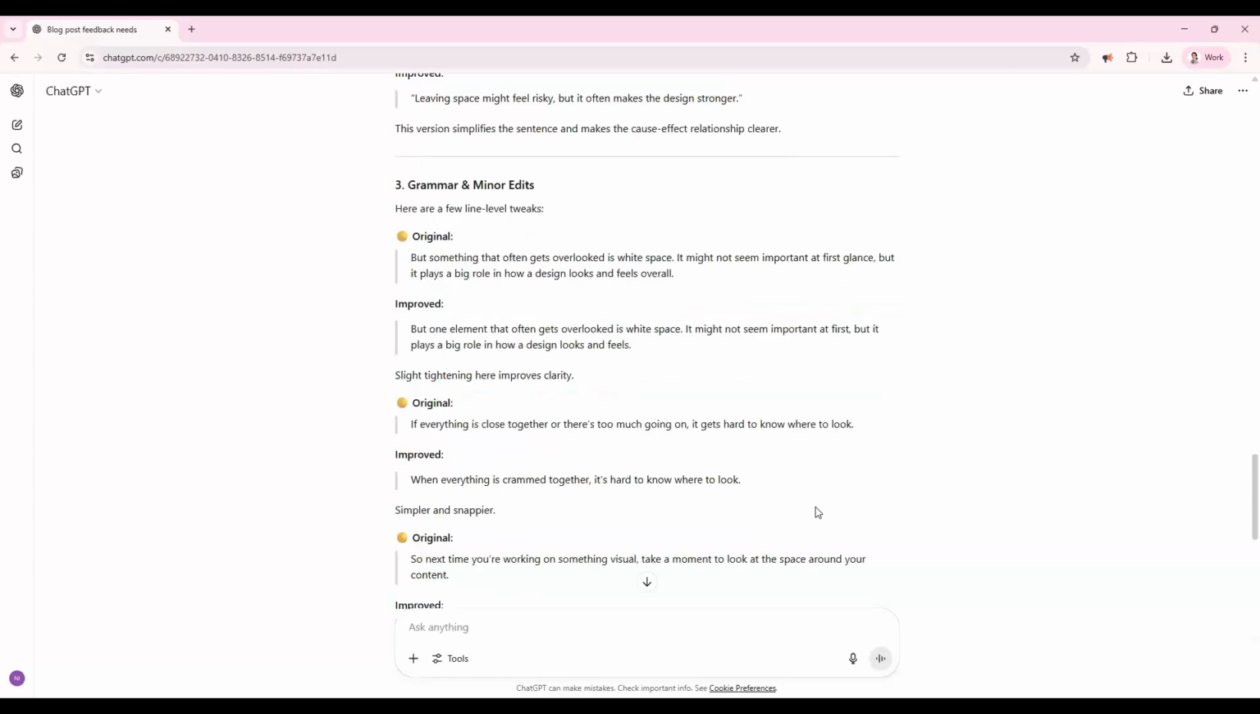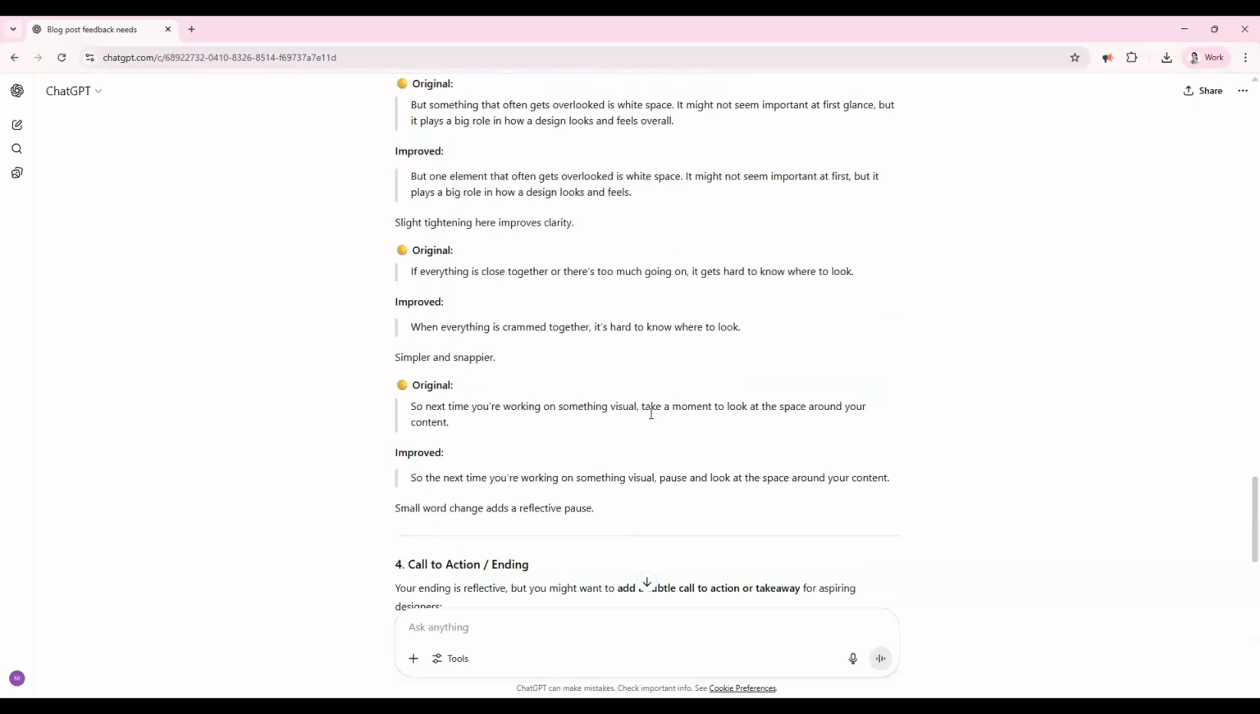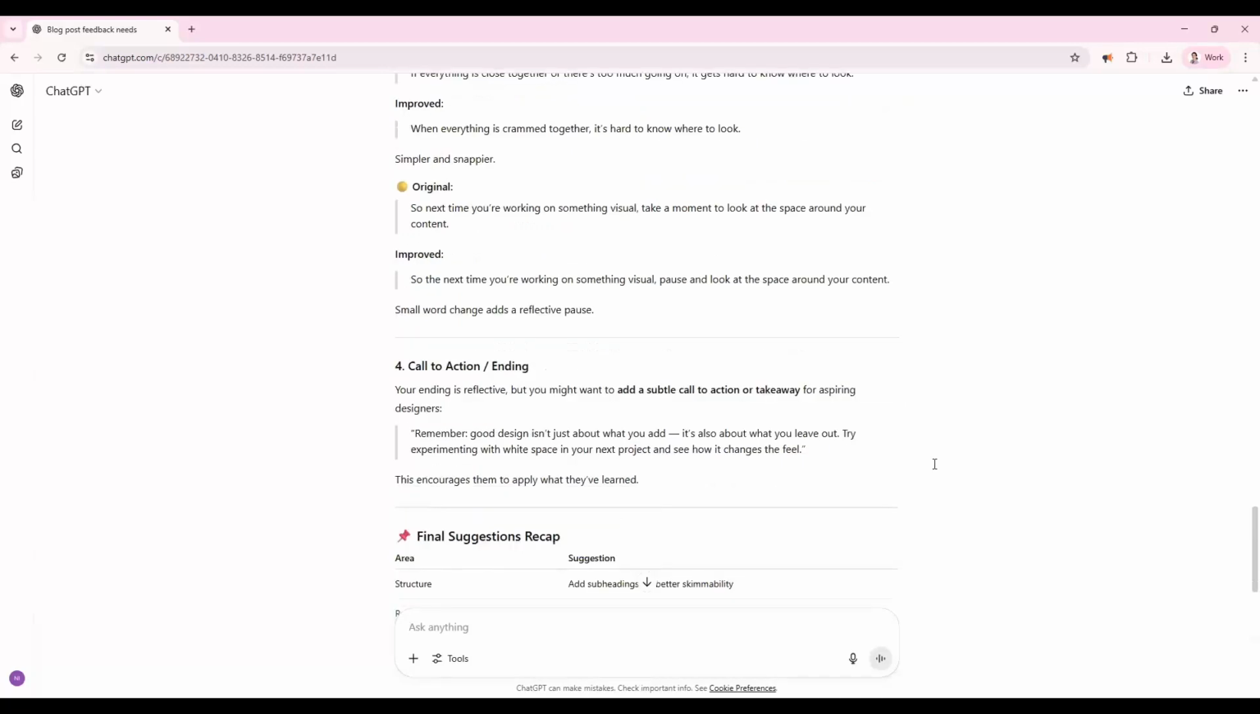So yes, you can go through all of these and find out which ones you want to keep and which ones you want to disregard. Then number 4 here, call to action ending. So it's saying that our ending is reflective, but that we might want to add a subtle call to action or takeaway for aspiring designers.